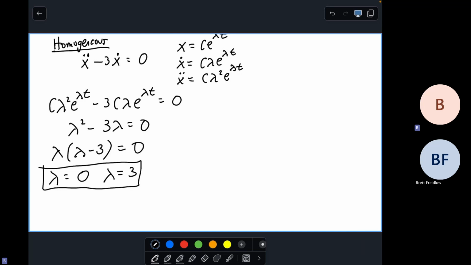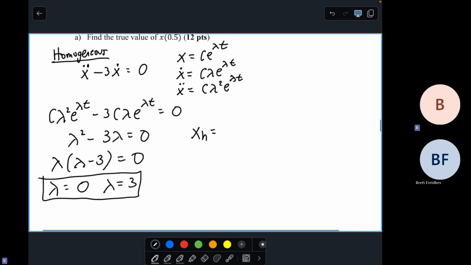So we assumed the solution, took derivatives, plugged it in, solved for lambda. And again, you can't just divide by lambda here. A lot of people forgot that lambda. They ended up getting the wrong solution because they forgot the 0. So what is our homogeneous solution? We have two roots.